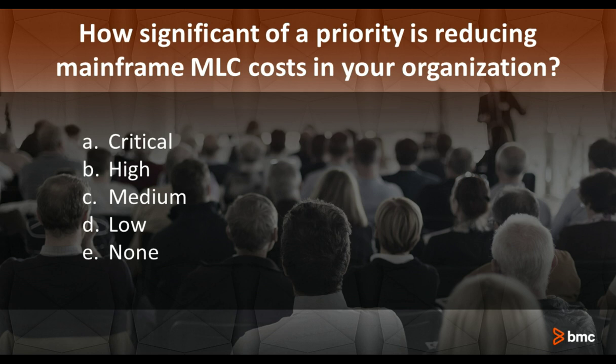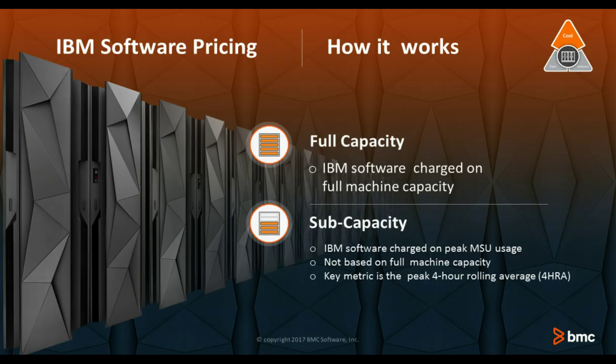So if we look at the results that just came in, we see that about 57% of you are saying that optimizing or reducing that MLC cost in your organization is relatively high in your environment, with another 18% saying it's critical and medium. So we do see that there is a need to reduce that overall MLC cost in your organization. So let's talk about how MLC cost is actually generated. How does it work? So let's talk about software pricing overall.